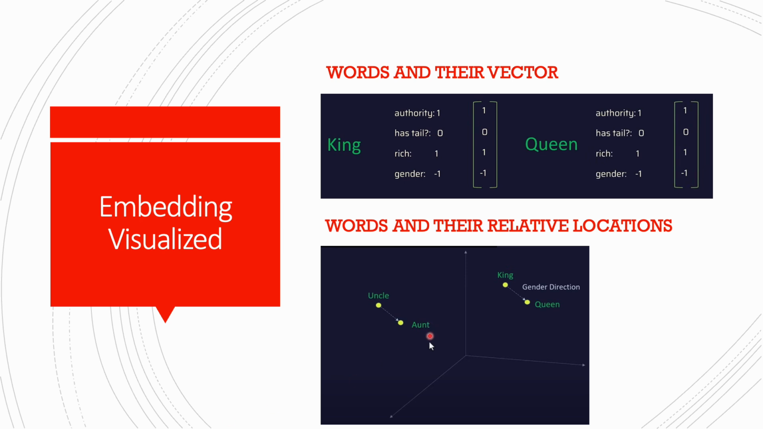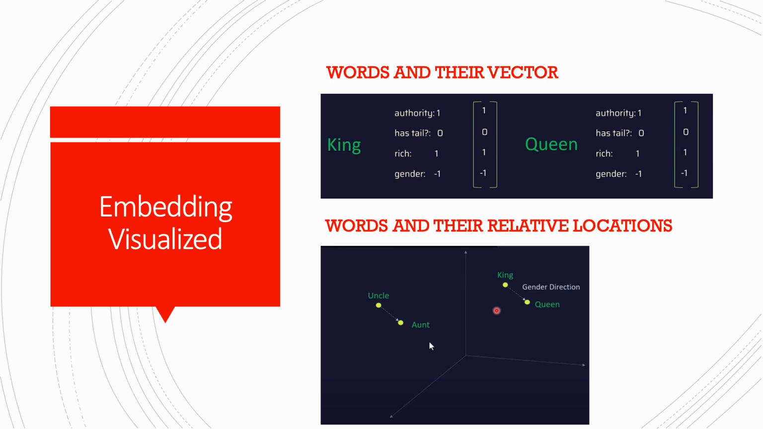And now here's a visual for embedding. For example, if we have king and queen, what is the authority that a king has? What is the authority that a queen has? Does it have a tail? No, they both don't have tails. They're both rich, and their genders aren't the same actually, so we have kind of a negative relationship between those two.